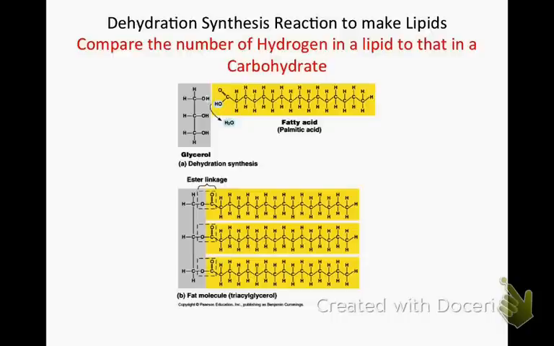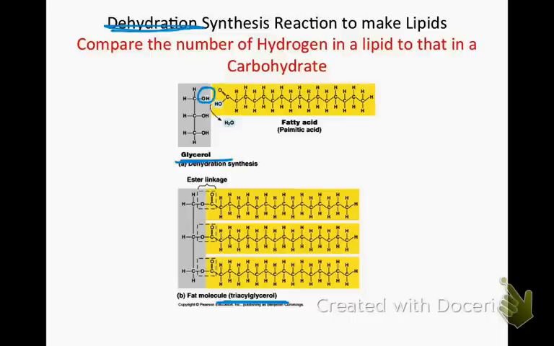So here we go. This is the dehydration of glycerol to make a lipid, and it's going to turn into a triglyceride. If you've ever heard of someone going to the doctor and getting their cholesterol checked, they always check their triglycerides, how much fat is floating in their blood. So remember, dehydration means that we're taking out water. Being dehydrated means that you are lacking water.